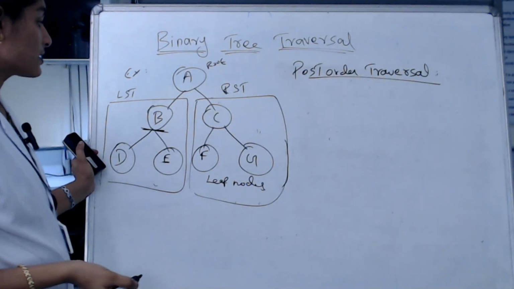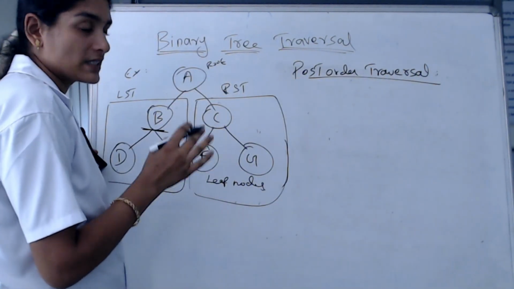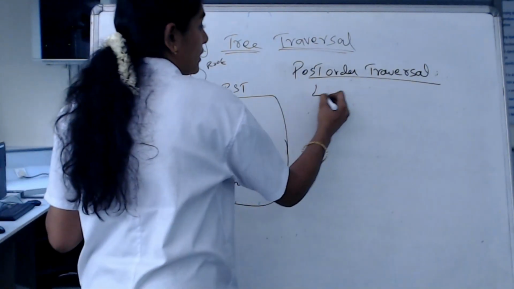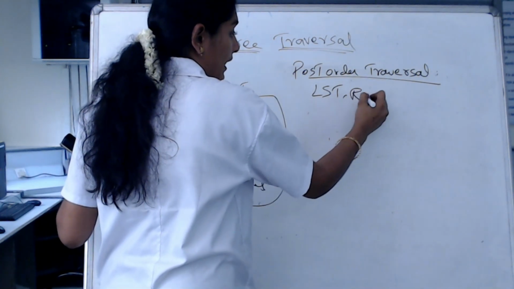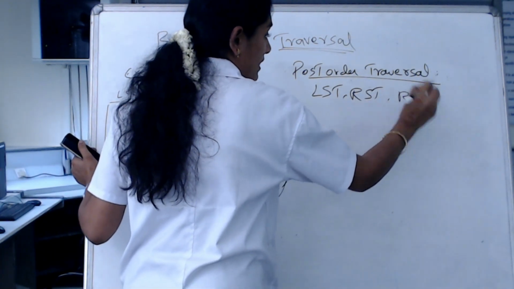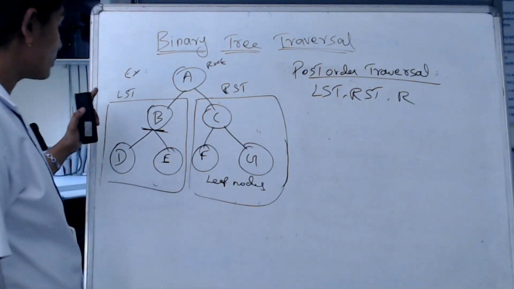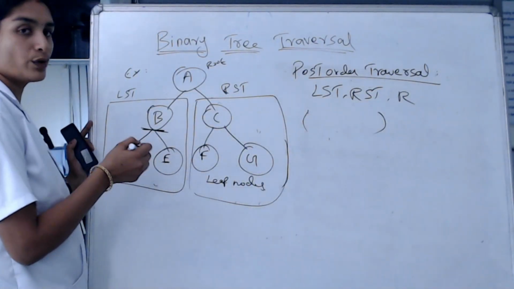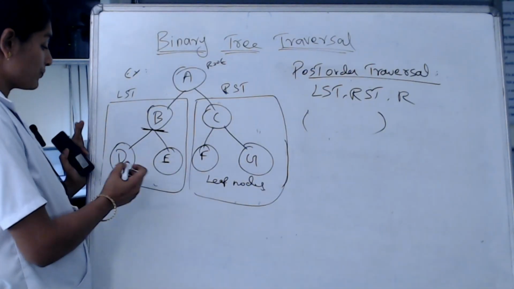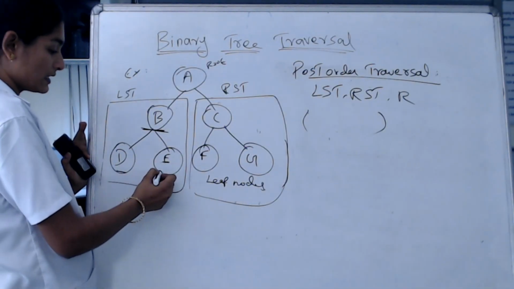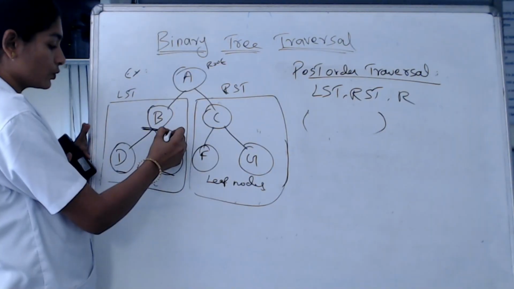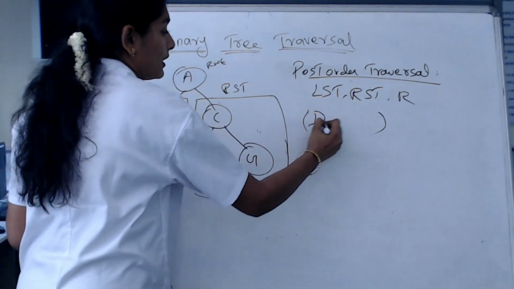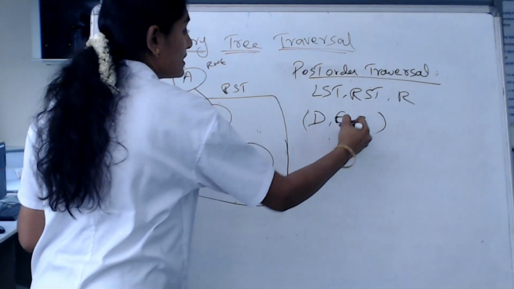Post order traversal means we have to visit the left subtree first, right subtree next and visit the root node at last. So visit the left subtree and visit the right subtree, at last visit the root node. Come to this left subtree. Yes, again here also we have to follow the recursive function. Visit the left node and visit the right node, at last visit the root node. So I can write it as D, E, B. Left, right, at last root node.